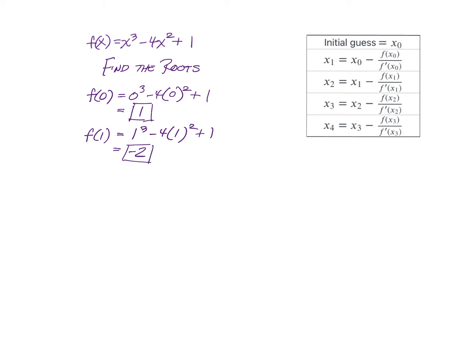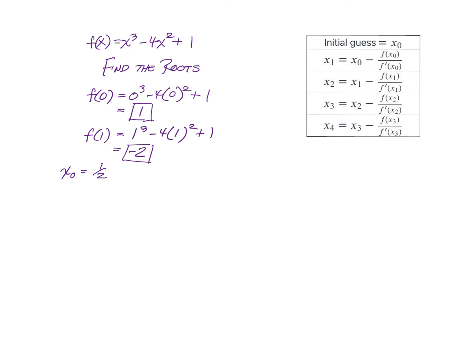What does that mean for the equation? Well, if something goes from positive to negative, it must pass through 0, right? And so that means that I'm going to have a root somewhere between 0 and 1. And so we can start with a guess. What do you think a logical guess would be? You could choose anything, but I think I'm going to choose 1/2. So my initial guess, x naught, is going to be 1/2.